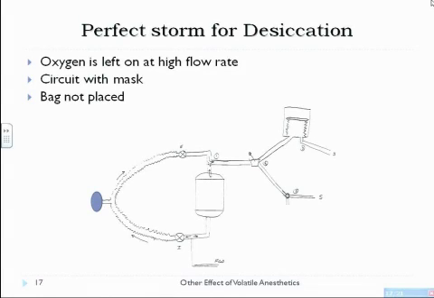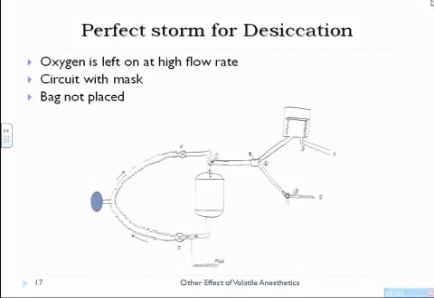Now you come back and you put on your circuit, and when you apply your circuit, you don't just leave the circuit open, but rather you put a mask at the end of it. Well, the mask has an actual bag on it, and that bag now prevents the gas flow from going out into the environment. Instead, it's to recirculate back into the CO2 absorber.